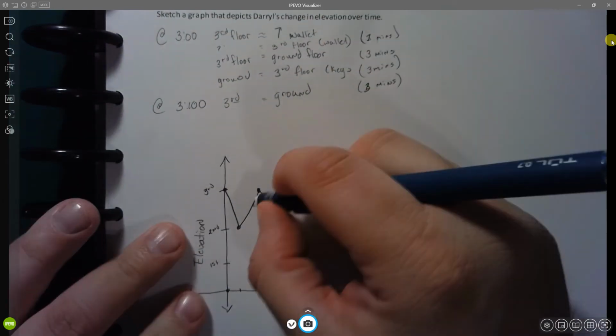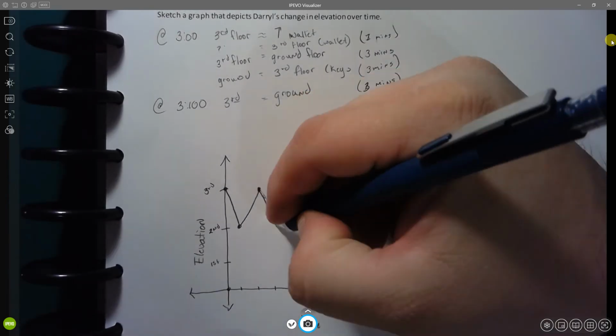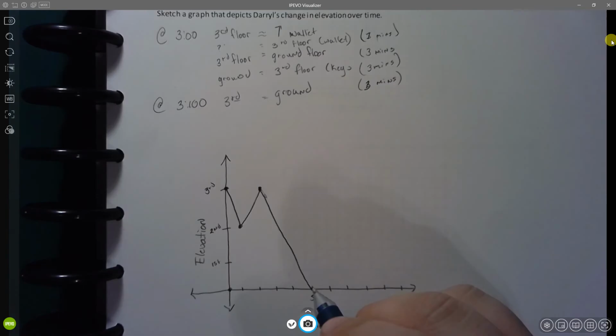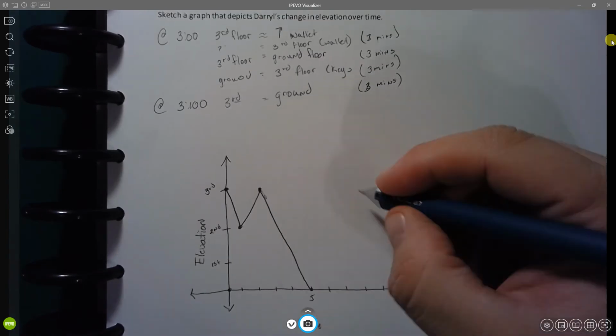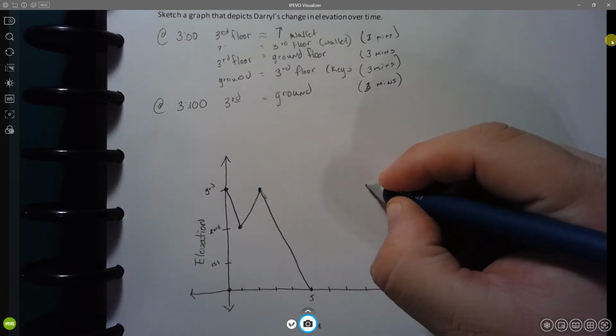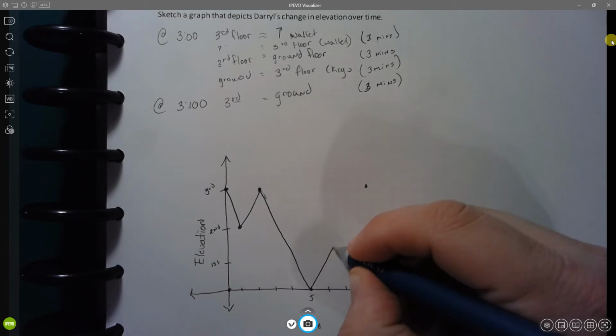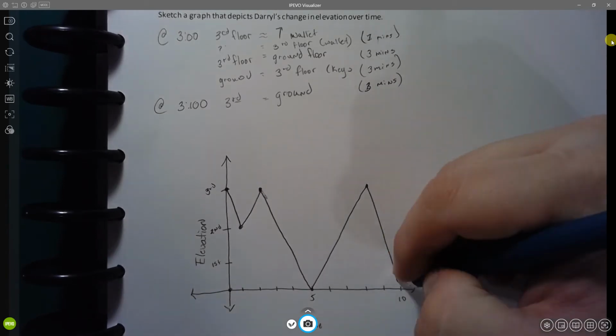Let me give myself a little bit of an eraser here. So I'm trying to go to here, from the 3rd floor to the ground floor. When he gets to the ground floor, he realizes that he's forgotten something. So he has to go all the way back up to the top floor again. So we're going to go right about here. So you got to go all the way back up here. Then he's able to come all the way back down, and he's out of here.